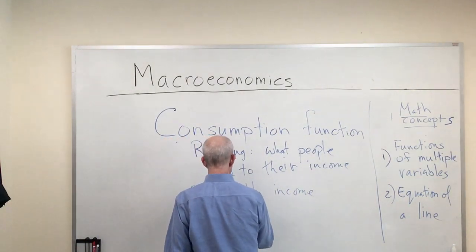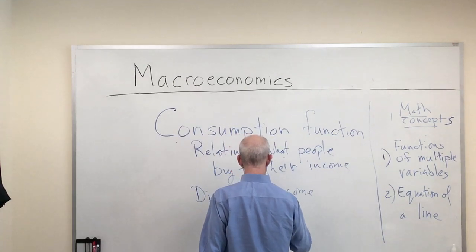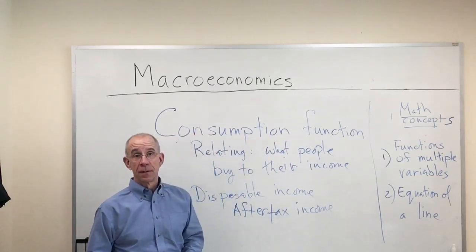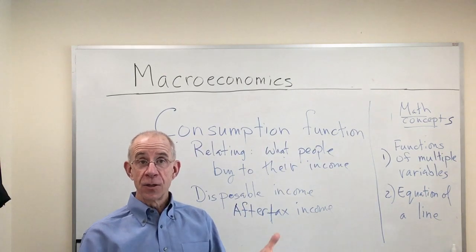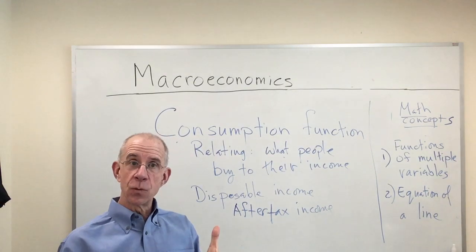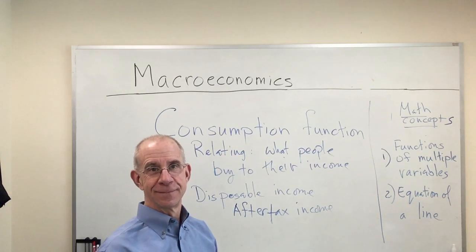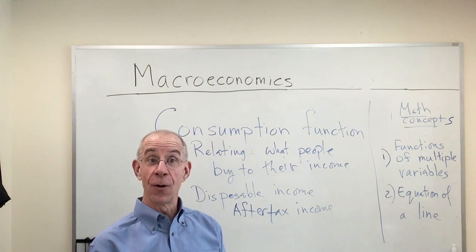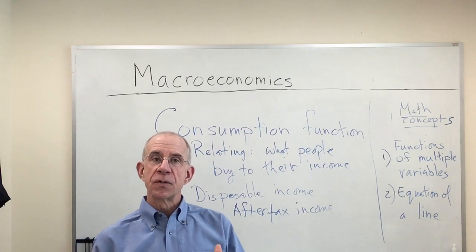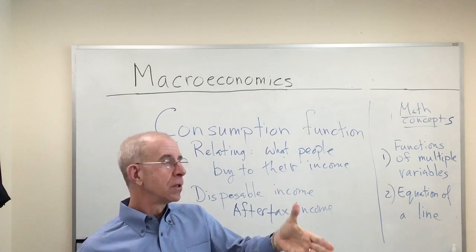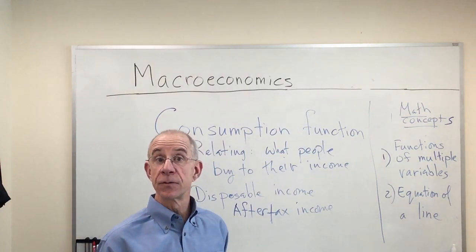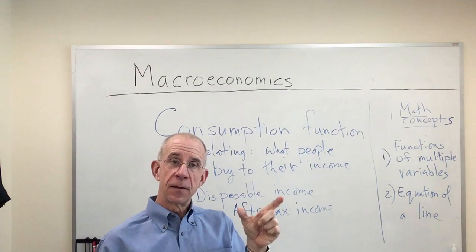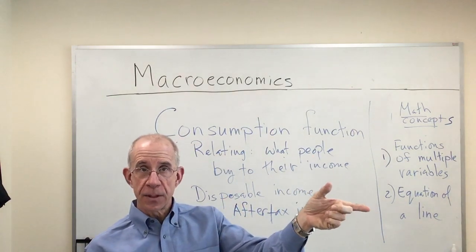This is after-tax income. It's how much of your paycheck you get to keep after taxes have been removed. And that's what you can spend or dispose of. It would have made a lot more sense to call it spendable income, I suppose, but that's the term that's used. So we're going to relate how much private agents, firms, and individual consumers consume to their income and their tax burden.